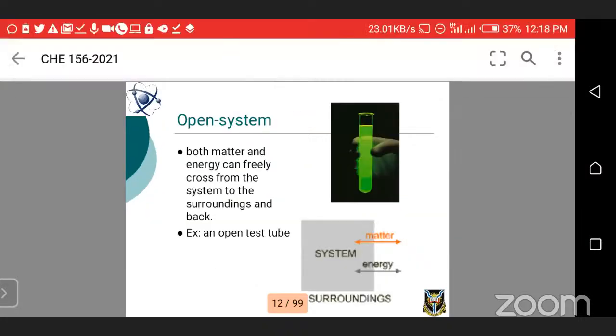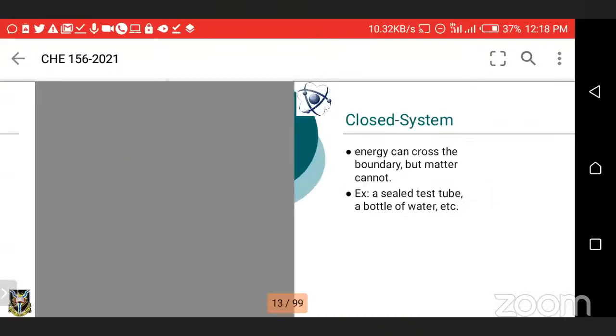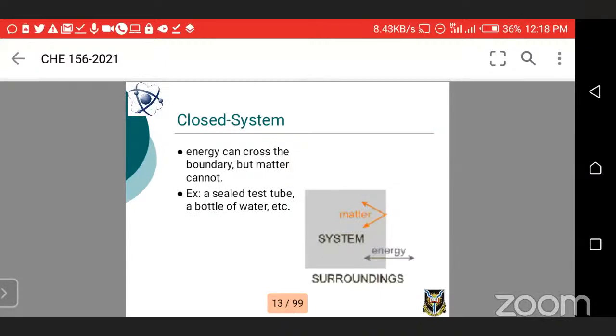So you will see that in the open test tube. And in the closed system, energy can cross the boundary, but matter cannot. We have told you matter is anything that occupies space and has mass. So energy goes in, but matter cannot. For example, if you have a sealed test tube, like a bottle of water, there will be exchange of heat, but the water that is inside cannot come out.